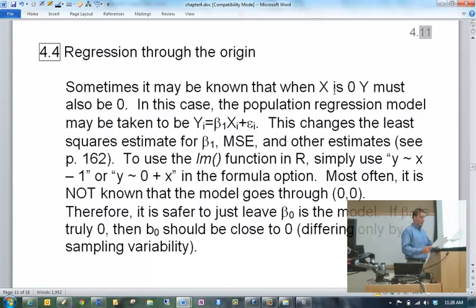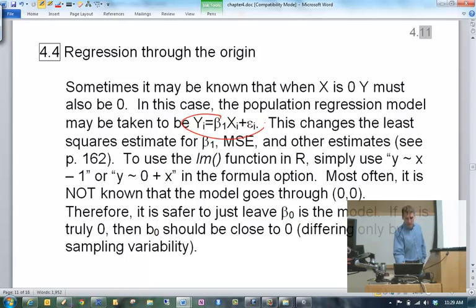The second topic, which we are not going to spend time on, but I just at least want to briefly mention, because I think we've even had a question regarding it in class, is regression through the origin, section 4.4. Sometimes it may be known that x is equal to 0. And this is especially important for cases where in your actual sample itself, x equals 0 does exist. And if you know that at x equals 0, y must be equal to 0 too, you can actually incorporate that into your regression model.